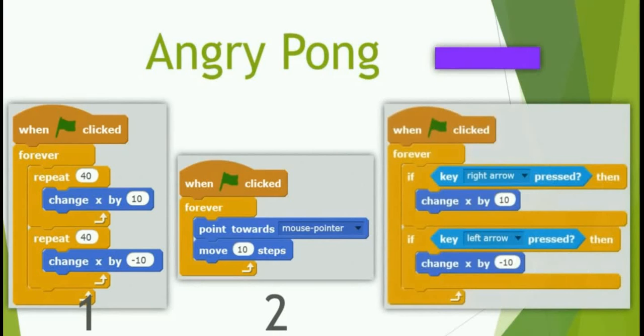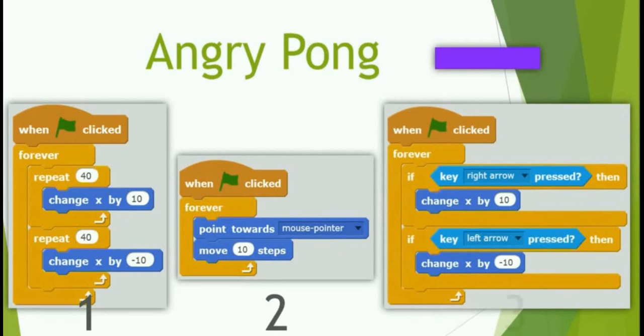The way I think is the best way is if we use both a loop and a decision together to tell the command when to go. If we use the right arrow key, we can change x by 10. And if we use the left arrow key, we can change x by minus 10.